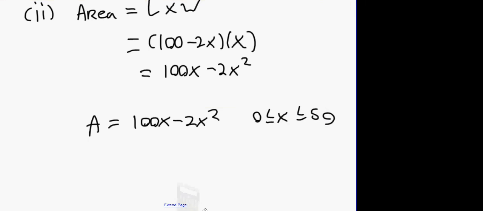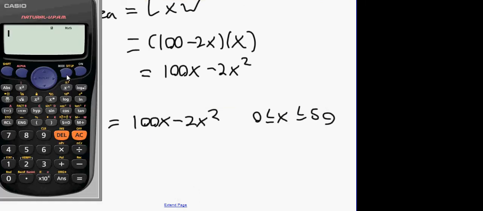I'm going to go to my Casio, and I'm going to let f of x be 100x minus 2x squared. So we're going to go to the table. Start is going to be 0. End is going to be 50. And we're going up in tens. Okay. And what we're going to get here is the following table.